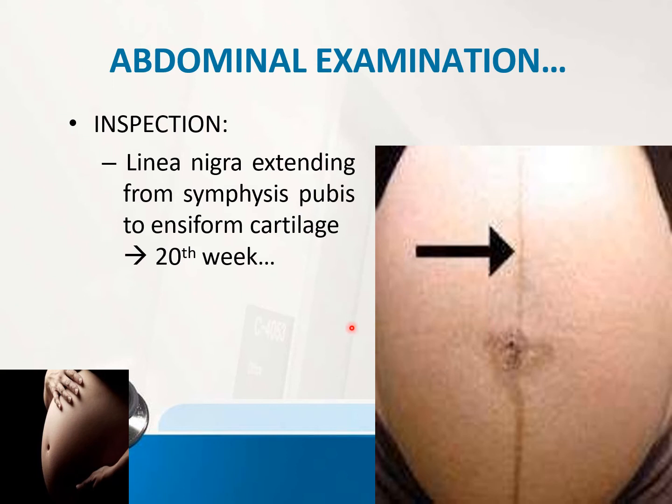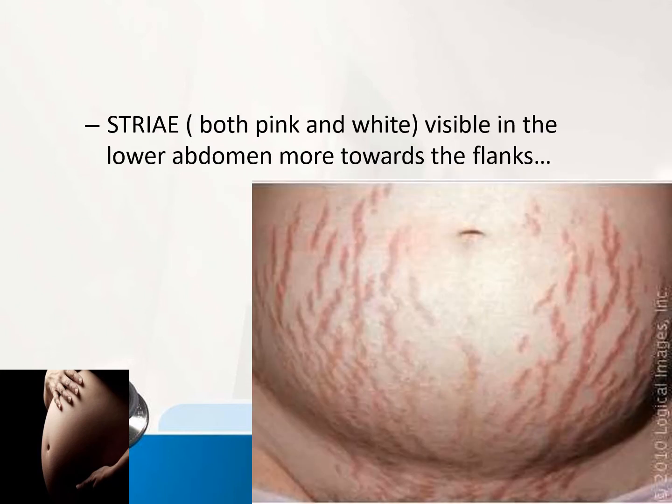If you are doing the abdominal examination, if you are observing the abdomen, you can see the linea nigra. That is a dark brownish pigmented line extending from the xiphoid process of the sternum to the symphysis pubis. This is known as linea nigra. Next is striae gravidarum. Both pink and white will be there. It is more visible in the lower portion of the abdomen, especially towards the flank region. These are the stretch marks. This is due to the excessive stretching of the skin.